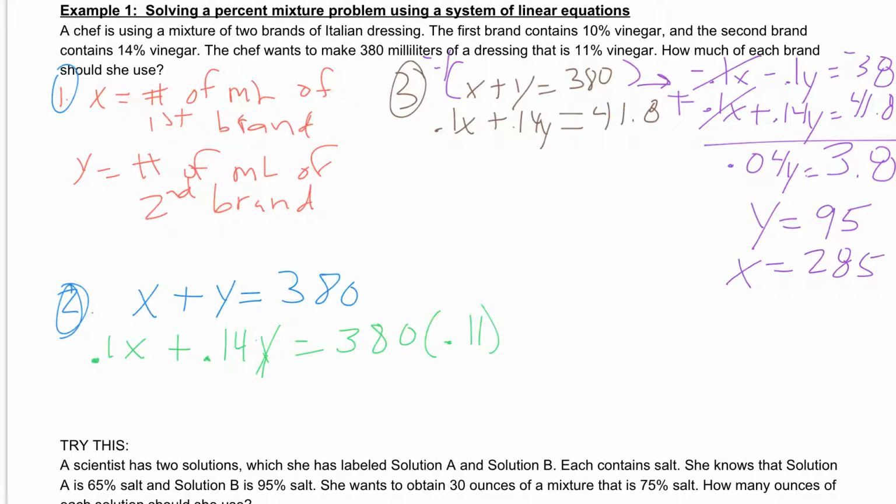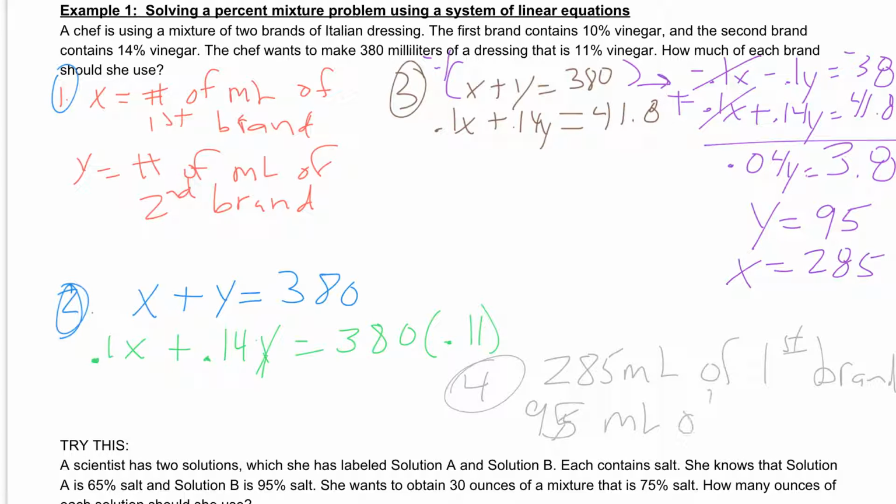And my last step, step 4, is to write my answer with the correct units. So I want 285 milliliters of the first brand, and I want 95 milliliters of the second brand.